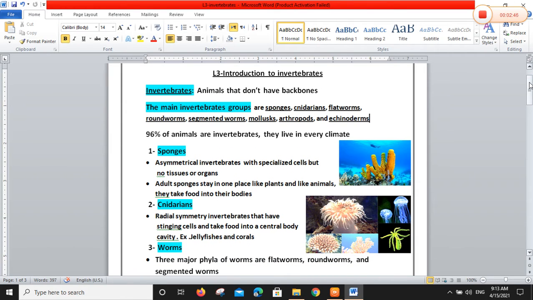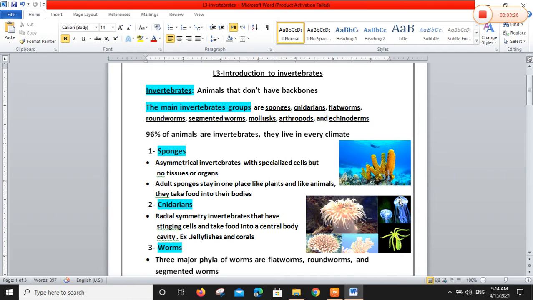Adult sponges stay in one place, like plants, and like animals they take food into their bodies. Staying in its place, how can it obtain food? The water carries salts, minerals, and little amounts of food, and the sponge absorbs it. So adult sponges stay in one place like plants, and take food into their bodies.